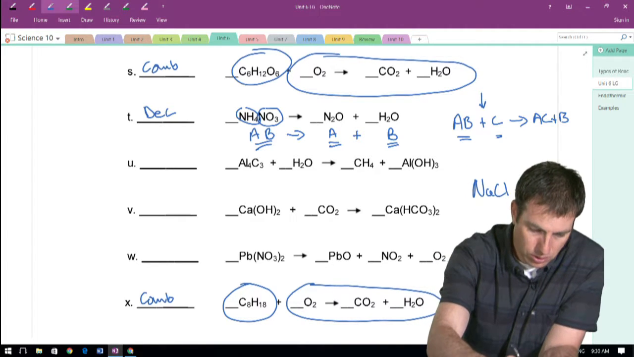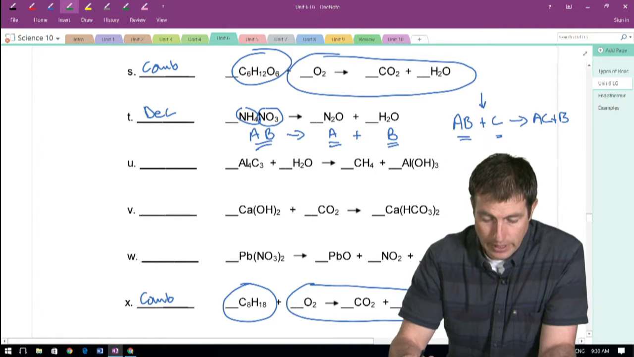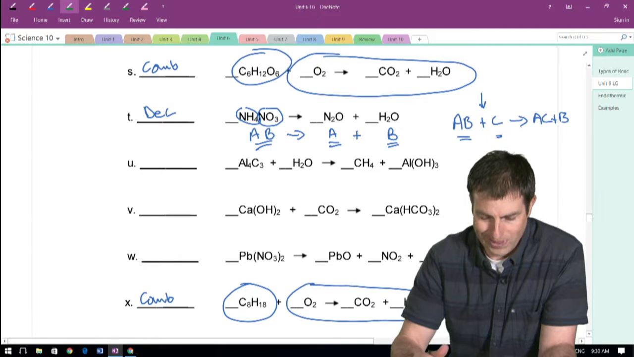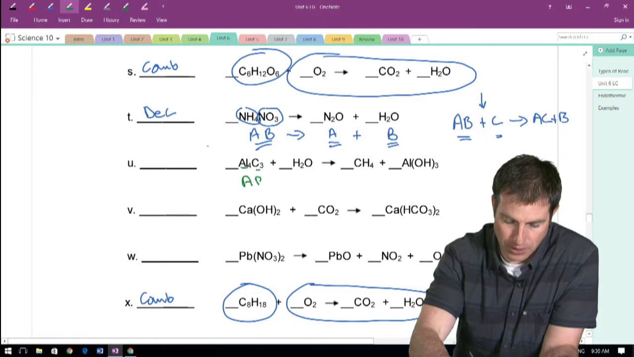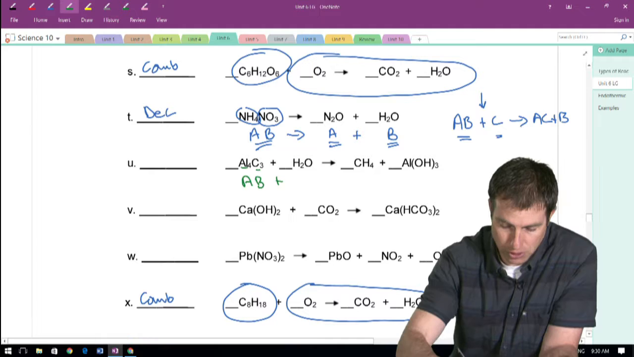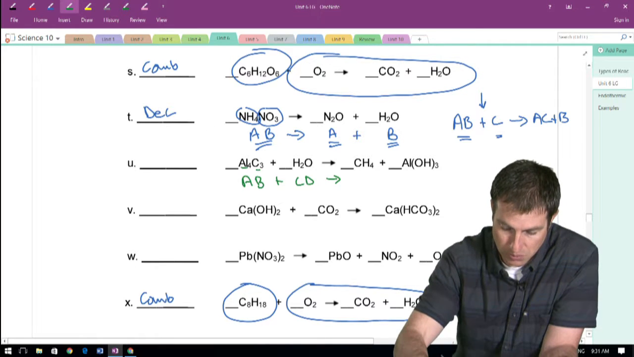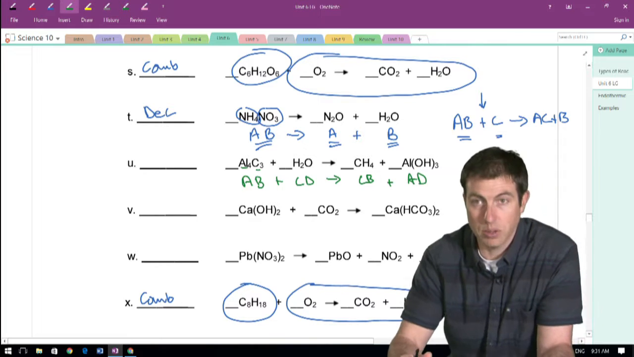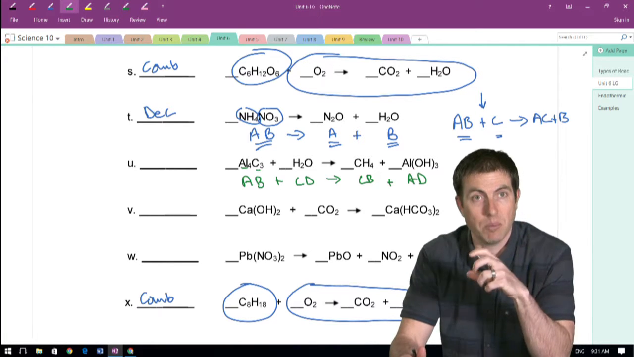All right, letter U. I'm going to try to figure out the general idea of what I have here. I have aluminum and carbon, so that's like a compound. And then I have hydrogen and oxygen, so that's another compound. And these are going to produce, the carbon was with the aluminum, but now the carbon's with the hydrogen, so this would be like CB and AD. Again, a little more complicated, but I'm starting with a compound plus a compound, and I'm ending with a compound and a compound.